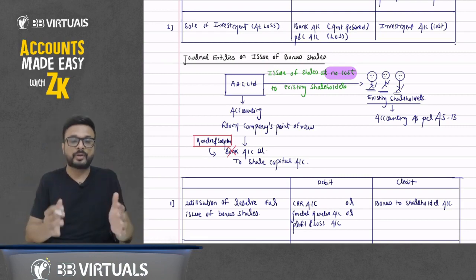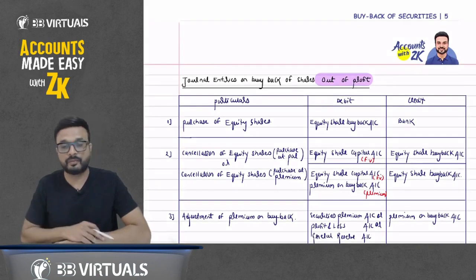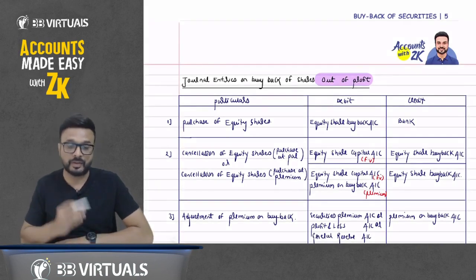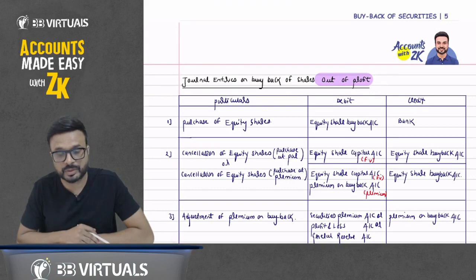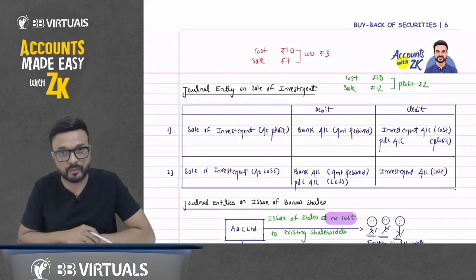Right now, you just have to know what entry we pass when we do buyback out of profit, when we do buyback out of fresh issue of shares, the entry for sale of investment, and the entry for issue of bonus shares.